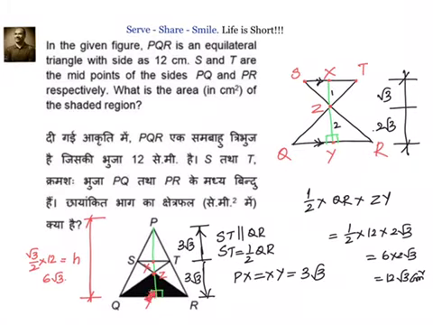We are interested in ZY. We got what we need. So we can go back and substitute: half into 12 into 2 root 3. The answer will be 12 root 3 cm square. Let's go to the next problem.